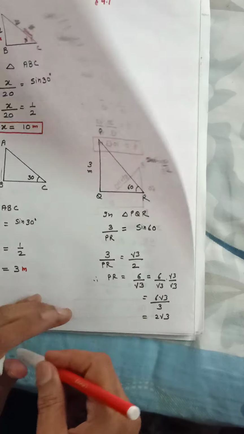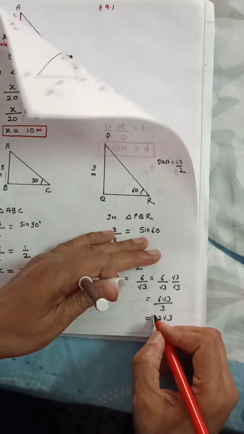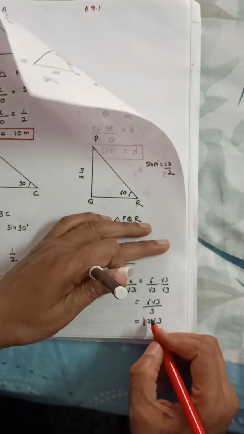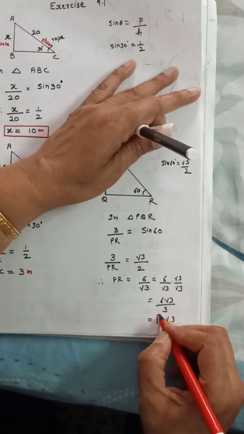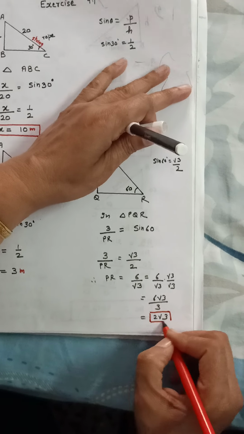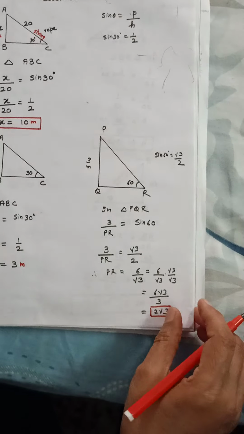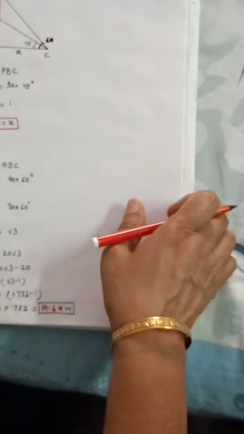So the length of the slide in one case is 3 meter and in the other case it is 2 root 3 meter. Are you clear for this?